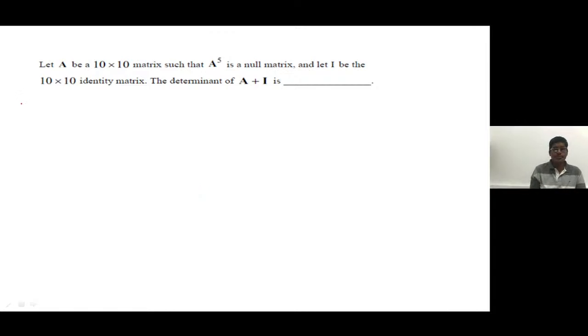Now the solution is, whatever the order of the matrix, whenever A to the power n is equal to 0, such a matrix is called a nilpotent matrix. So here A power 5 is equal to 0, where 0 is the null matrix. So A is a nilpotent matrix. Such a matrix is said to be nilpotent.